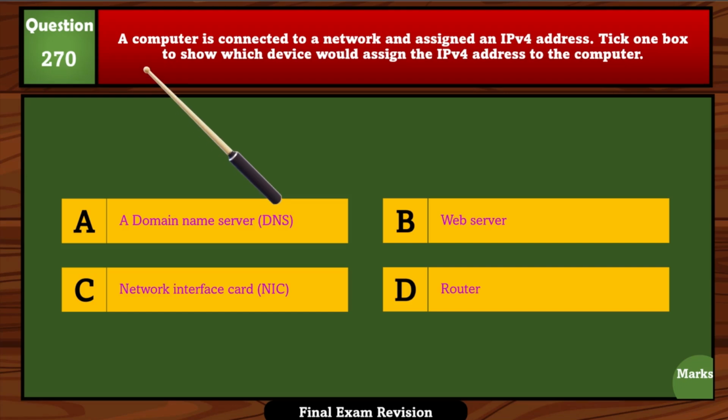Question 270. A computer is connected to a network and assigned an IPv4 address. Tick one box to show which device would assign the IPv4 address to the computer. Option A is a domain name server, or DNS. Option B, web server. Option C, network interface card, or NIC. And option D, router. So the correct answer is option D, router.